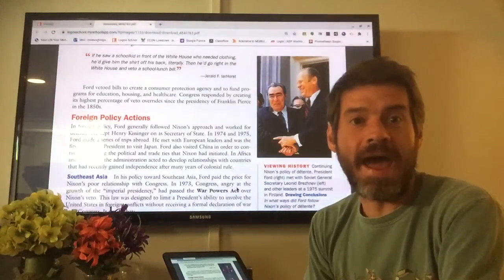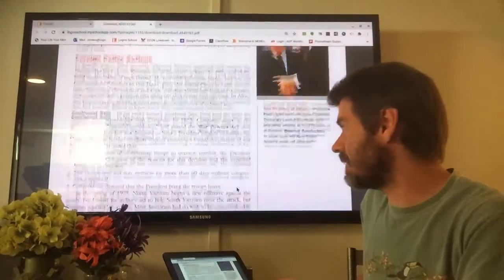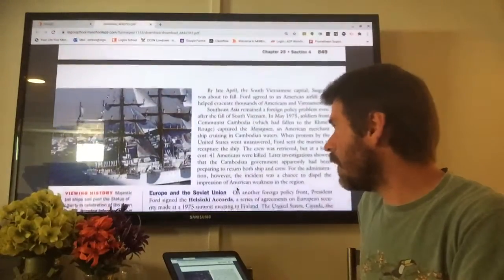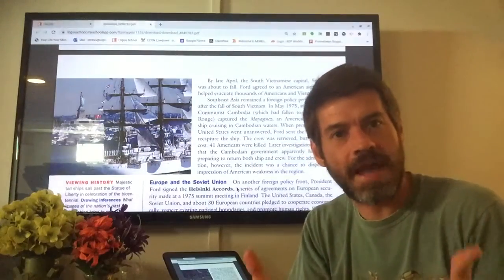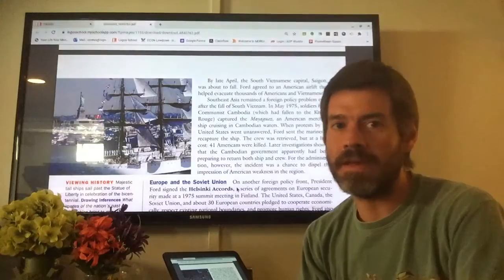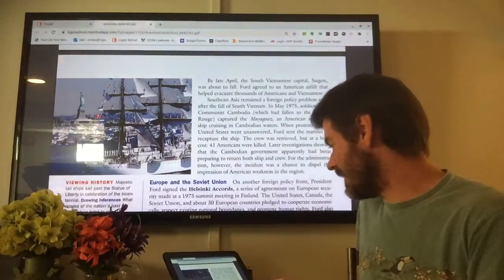Ford tried to send troops back to Vietnam, but he was stopped by Congress with the War Powers Act, so that's good. That's about it. He was president for the bicentennial, the 200th anniversary of America, so he got to see that. Other than that, Ford's presidency was pretty lame. Probably the lamest part of all, though, was this.